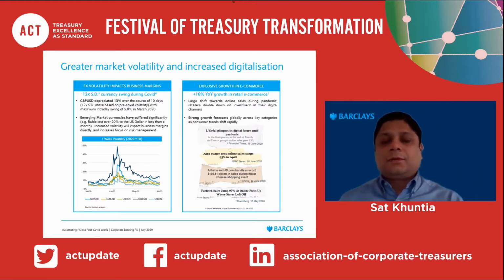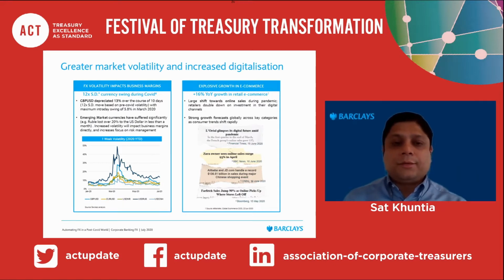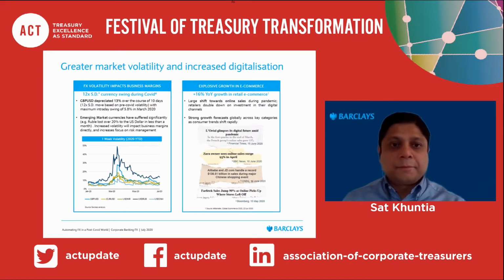I was just looking at some of my charts as well. On the 9th of March, for instance, cable, which is sterling dollar, was on a 131 handle, and on the 19th of March it was on a 114 handle. So it was a massive move. It was a 12 standard deviation move, which is fairly rare in the FX markets. This is the level of volatility our clients experienced, and it's very difficult to manage the treasury when FX volatility is at these levels. The single-day intraday swing for cable was 5.8%, which I believe was on the 19th of March.